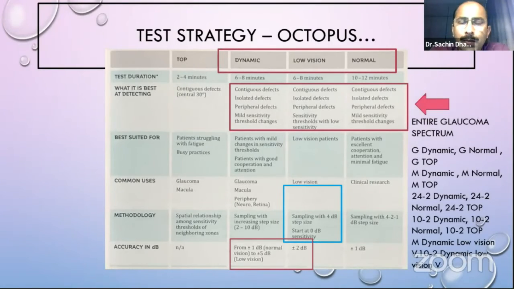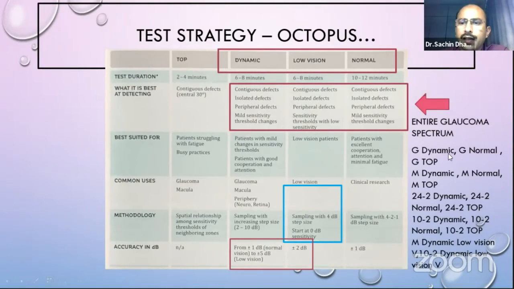Testing times are absolutely similar. The foveal thresholding time, although it is not there in the Octopus, because the fovea is not tested separately as it is done with Humphrey, because we have a central area of the fixation target which is open, unlike the Humphrey, which is an LED diode.